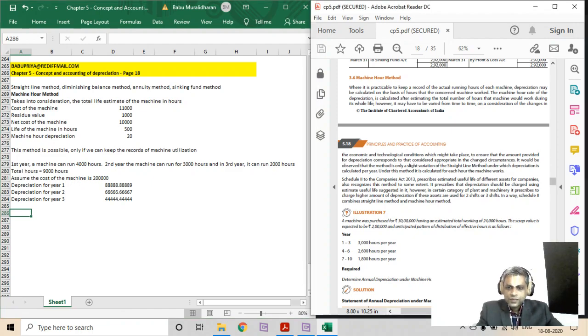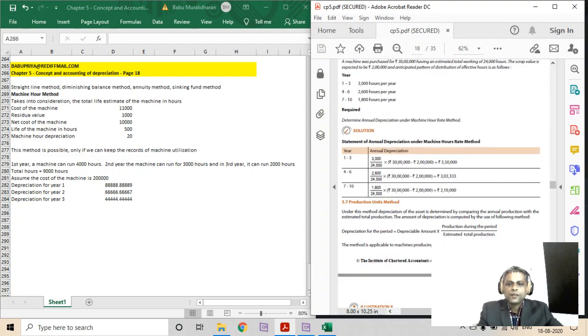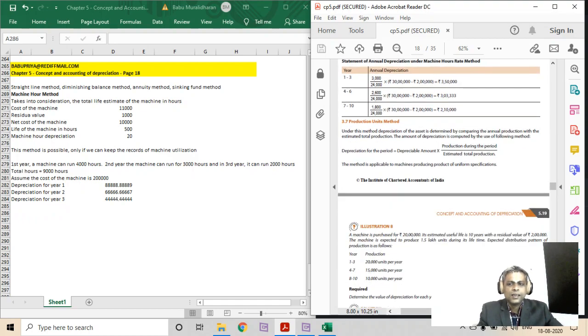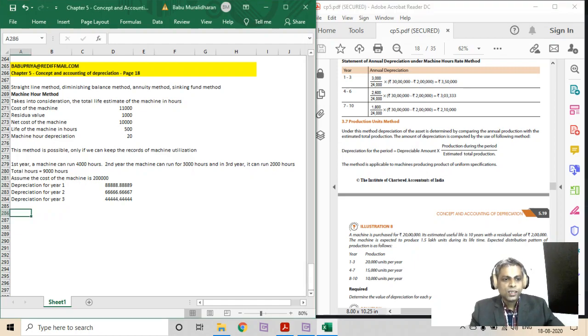Now, whether this is a more robust method of calculating depreciation, as we see, this is used only if we have the machine hours maintained accurately. If the utilization of the machine is not calculated, or machine hours are not tracked accurately or in any systematic manner, this method cannot be used. Now let's get into the next method, which is called the production units method.